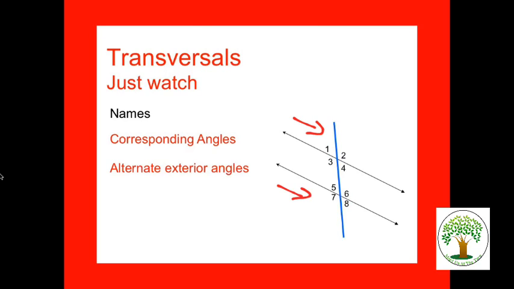So if I do 7, what's its alternate exterior? I just pointed. If I have 2, I told you the answer. What's the other alternate exterior? 7. They go together. Can I have an alternate exterior with 4? No.